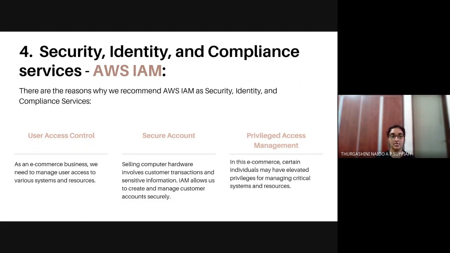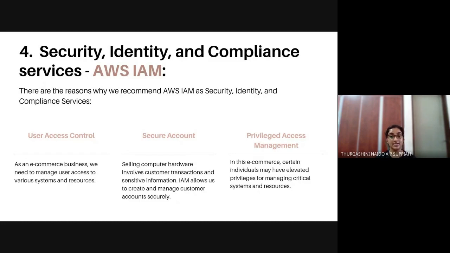And we have the fourth module, security, identity and compliance services, in AWS IAM. The reasons are user access control. As an e-commerce business, we need to manage user access to various systems and resources. We need to sell computer hardware, which involves customer transactions and sensitive user data. So IAM allows us to create and manage customer accounts separately.